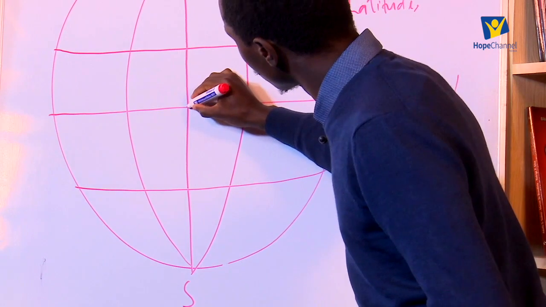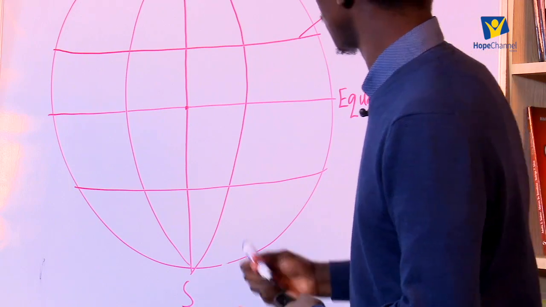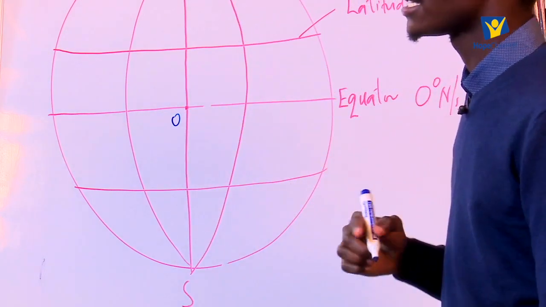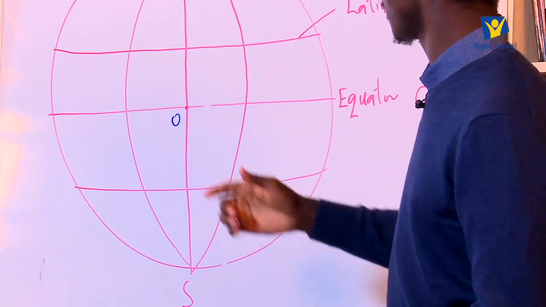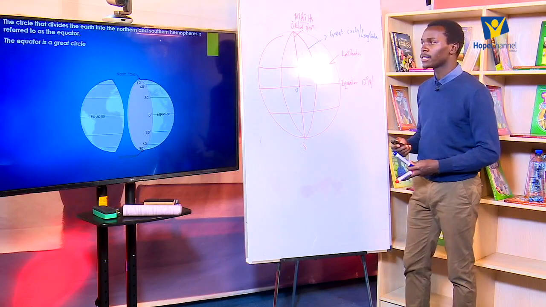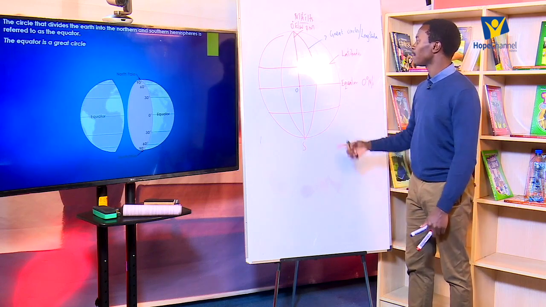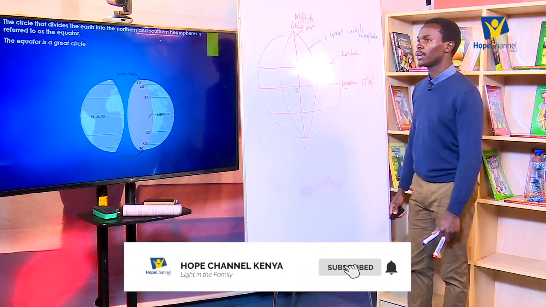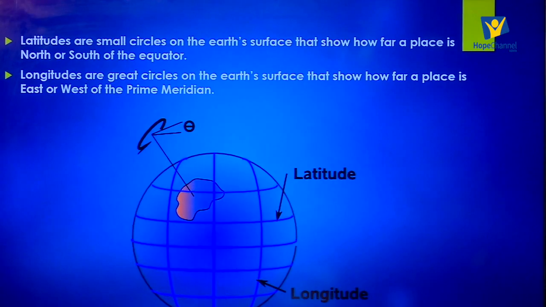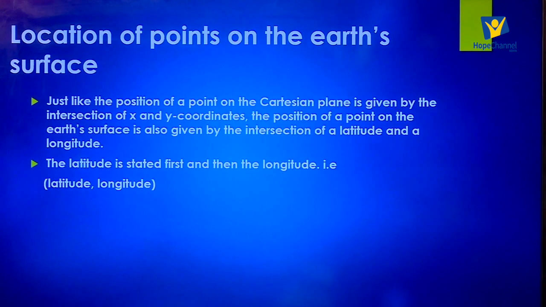And it intersects the prime meridian at a point, and at this point here, maybe we can call it O, and our O is the center of the earth. Now remember, the equator runs from east to west, and we refer to the equator as a great circle. It is very different from these other latitudes because it is even bigger than the latitudes on either side of it. Now latitudes are small circles on the Earth's surface that show how far a place is north or south, while the longitudes show how far a place is east or west of the prime meridian.